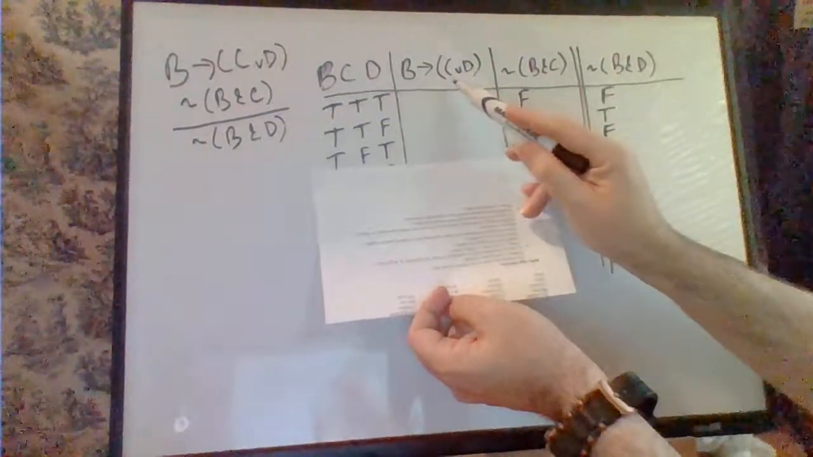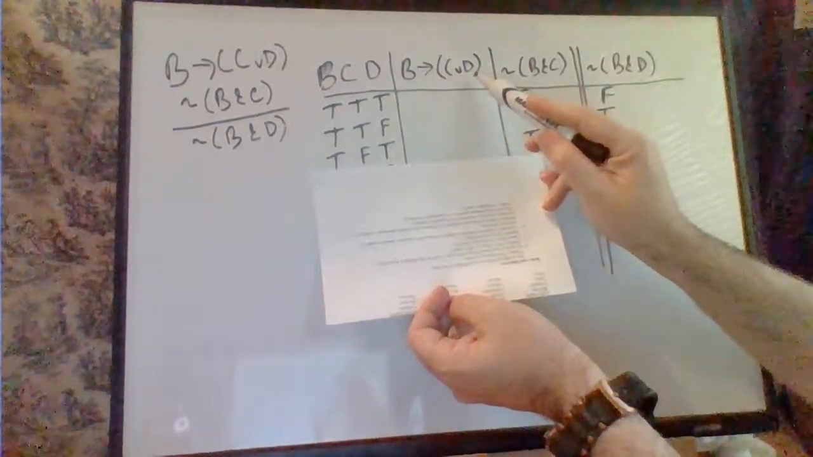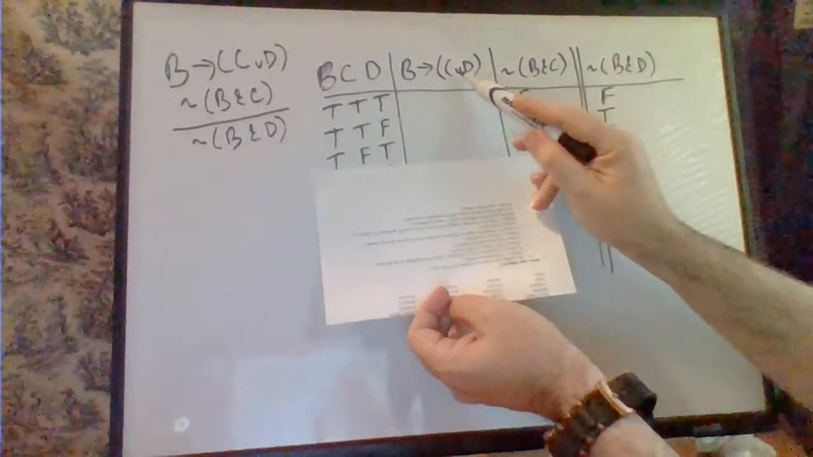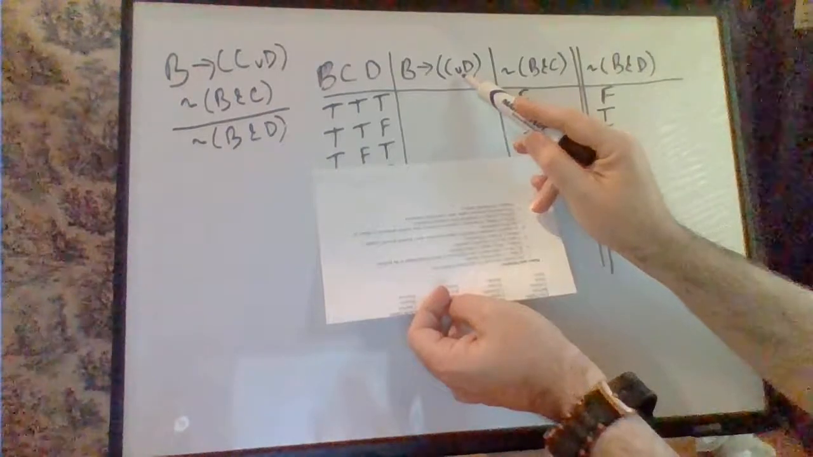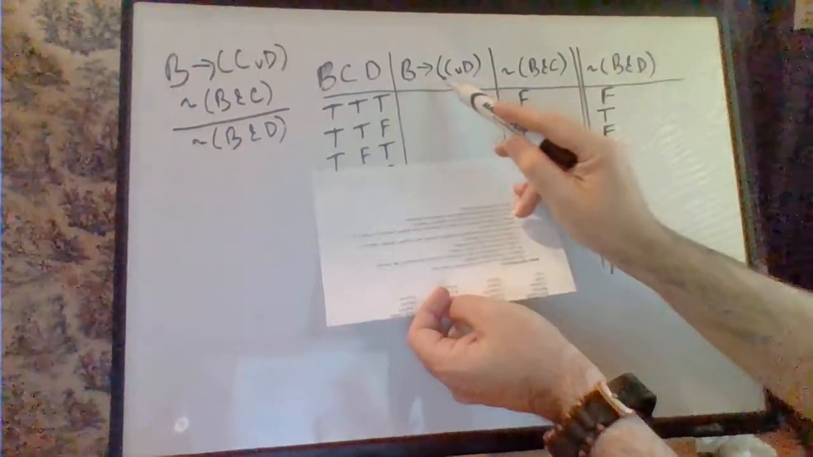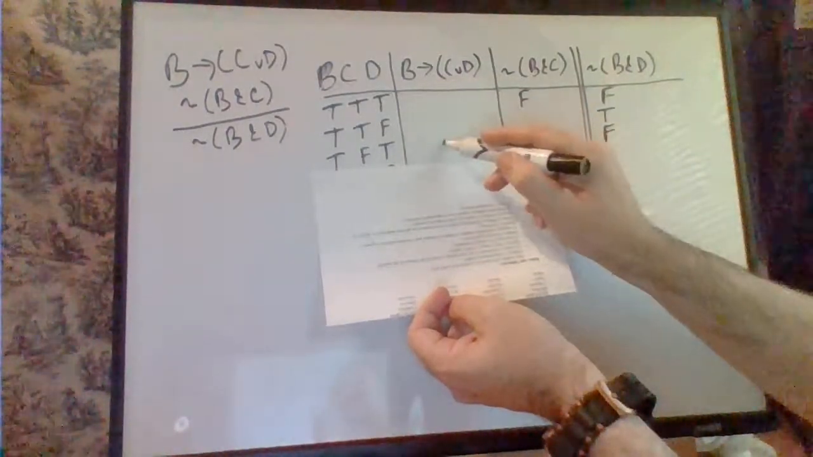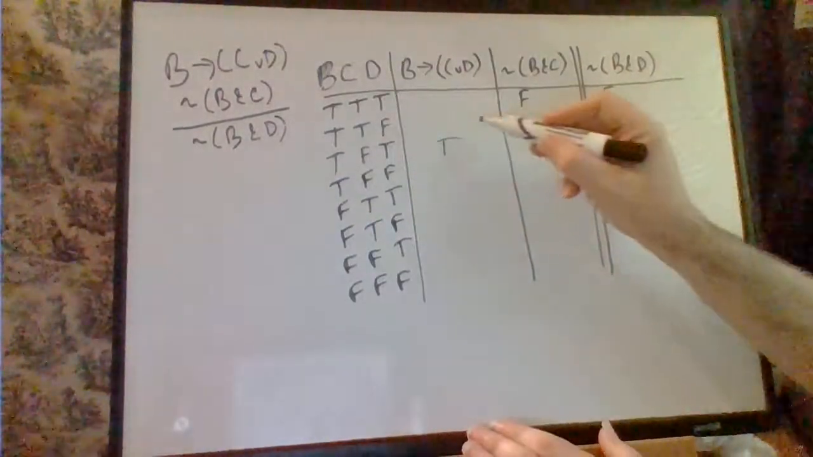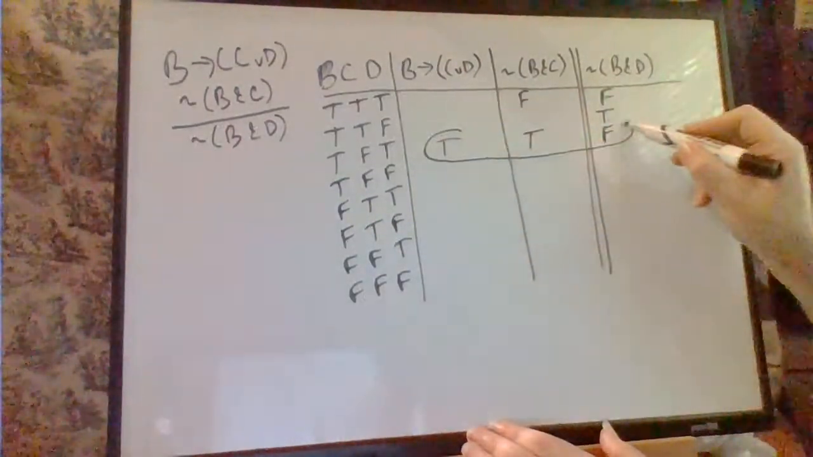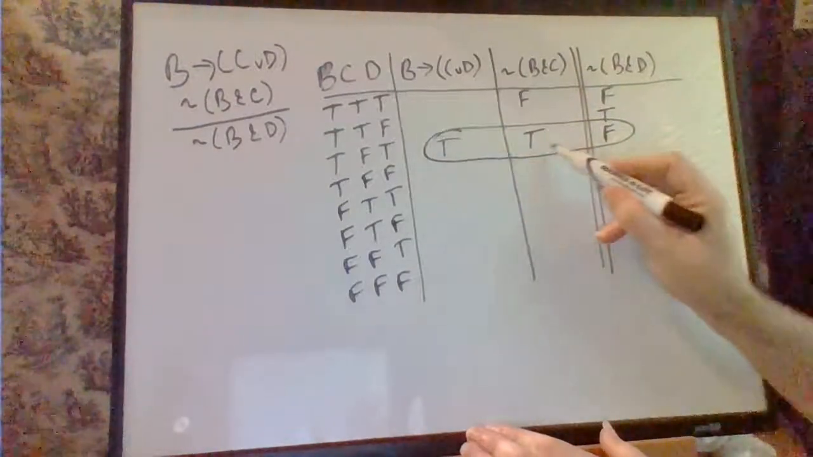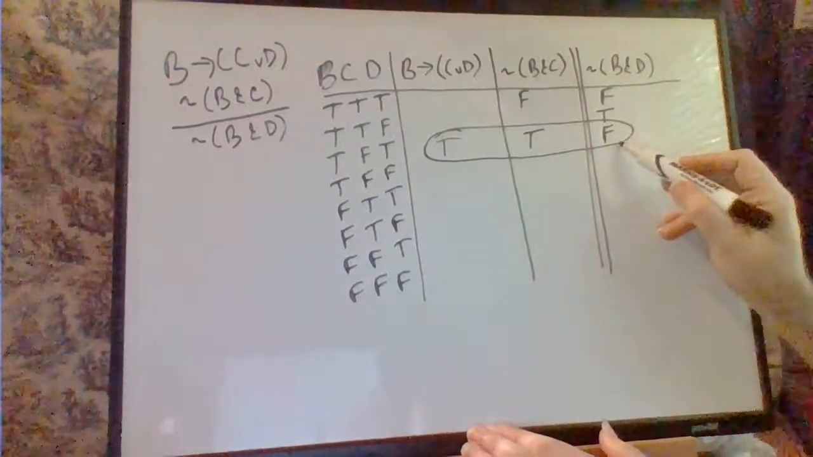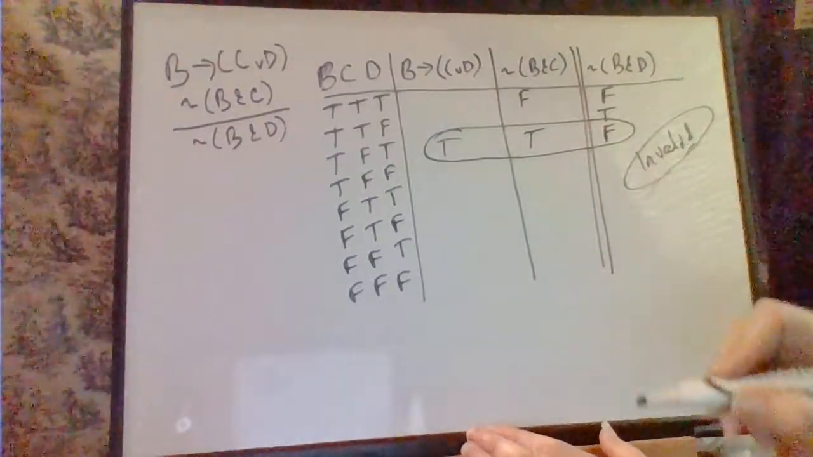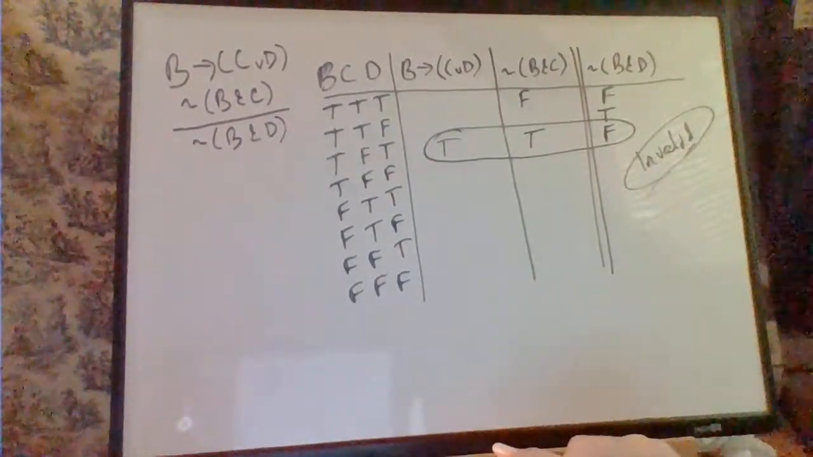B is true, C is false, D is true. Parentheses first. False, true with the wedge is going to give you true. True, true with the arrow is true. And so right there, without ever going any further, you can see true premises leading to a false conclusion. So I know, without doing any more of the truth table, that this argument is invalid.